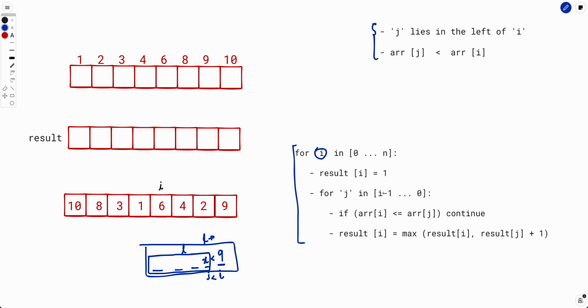And that's what we are doing here. We are iterating over all possible values of j which lie before I, and only considering those elements which have a value smaller than the current index. And for all of them, we are taking a maximum over result j plus 1.